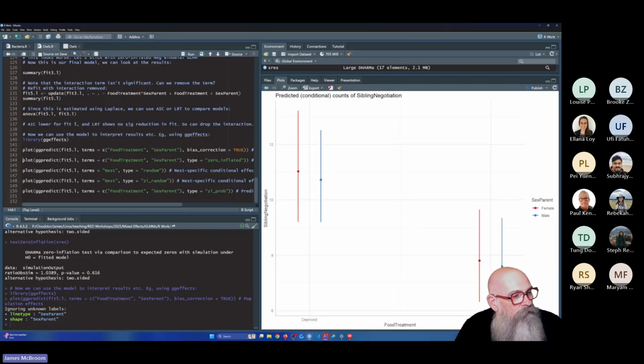Now, if we want to tease out what's going on in just the Poisson part, in just the non-inflated zero part, we can actually ask ggpredict to do that as well.